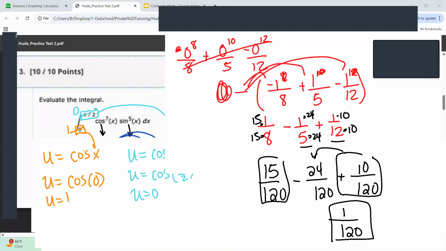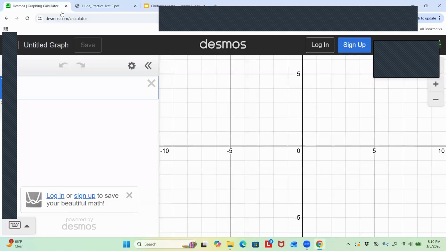If you're straight up allowed Desmos, go to Desmos. Integration from 0 to pi over 2. Cos to the power of 7 of x, sine to the 5th of x, and then put that all in a big parenthesis, dx. And why did it not work?